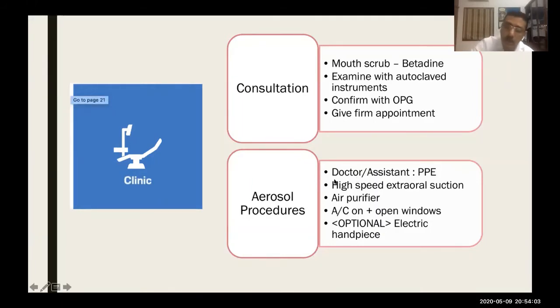One of the more important things I definitely advise all doctors to have is a high-speed extraoral suction, because physically you are going to remove all the aerosol from the mouth if you keep something there, and you are going to remove it physically. So 90% of the aerosol coming from the mouth itself is already gone into the high-speed evacuator.